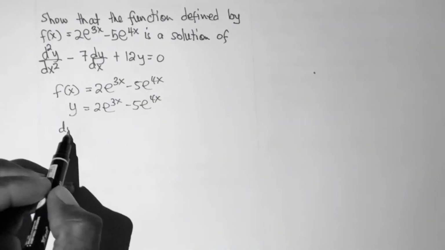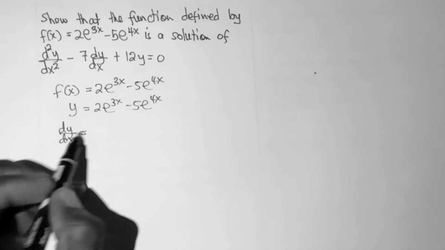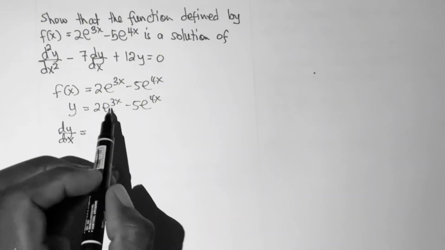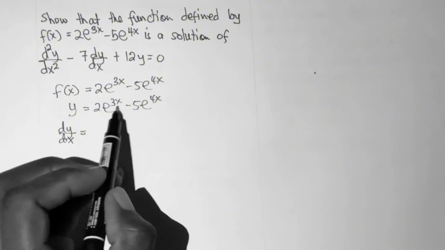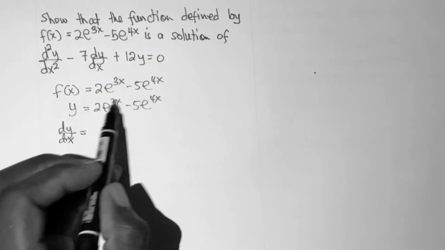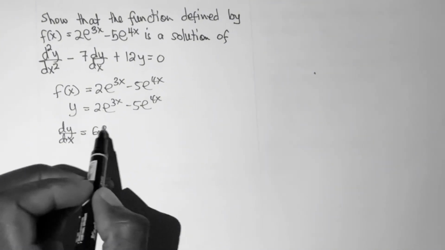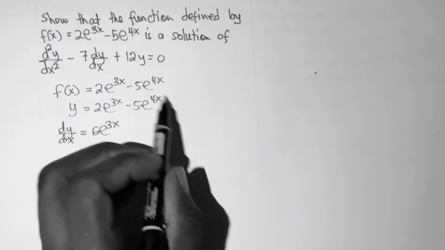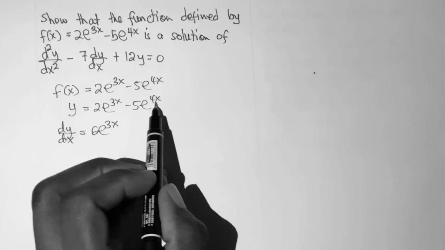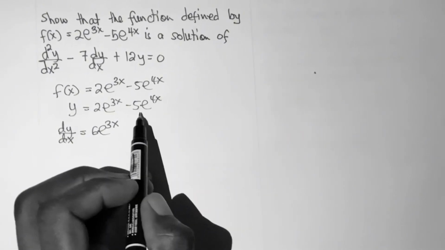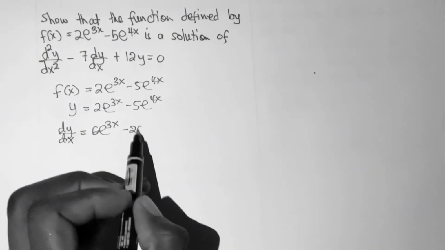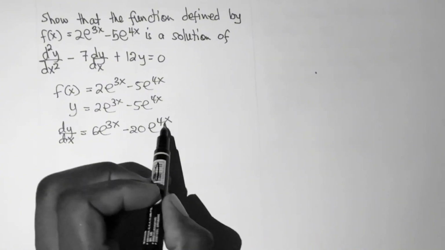So let's first find dy dx, and that is equal to, now if you differentiate e to the power of a function of x, you first differentiate the function on top. If you differentiate 3x, you get 3. So 3 times 2 is 6. So we have 6 e to the 3x. Then we'll do a similar thing here. If you differentiate 4x, you get 4. 4 times minus 5 is minus 20 e to the 4x.